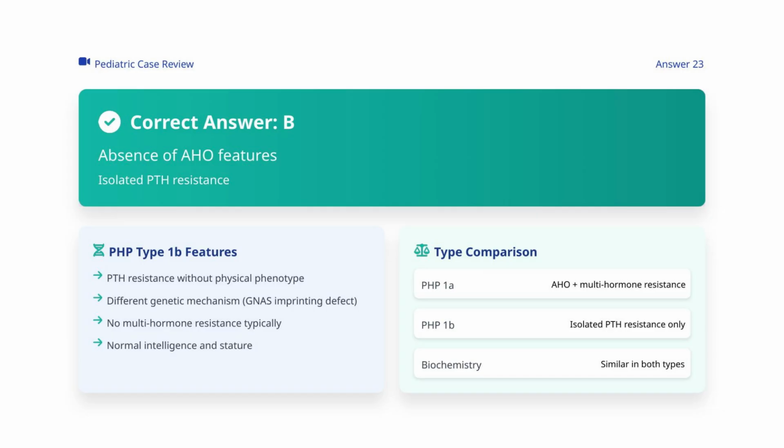Pseudohypoparathyroidism type 1b demonstrates isolated parathyroid hormone resistance without the physical phenotype. This results from GNAS imprinting defects rather than coding sequence mutations. Patients maintain normal stature, facial features, and intelligence. Multi-hormone resistance is typically absent. Biochemical findings mirror type 1a with hypocalcemia, hyperphosphatemia, and elevated parathyroid hormone. Treatment approaches are similar, but prognosis for growth and development is more favorable without Albright hereditary osteodystrophy features.